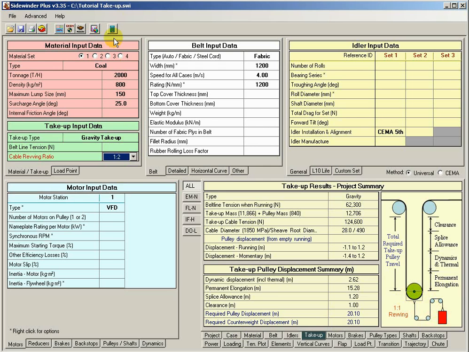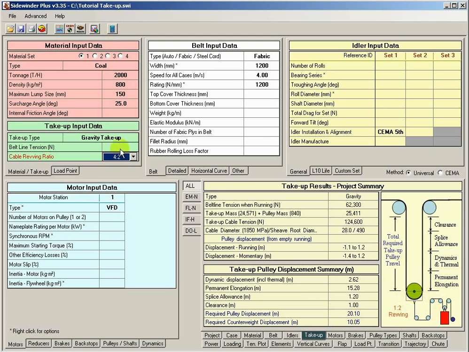Now, if I went up here and I said, okay, let's make this a 1-to-2 ratio, and I run it, now we can see that our take-up displacement is now half, because if this moves 1, this now only moves a half. However, our take-up mass has increased. Our cable tension is still the same, but now our take-up mass has increased because we've got two cables essentially here.